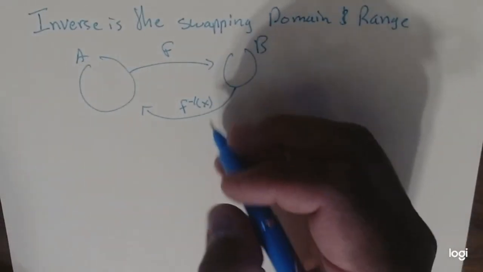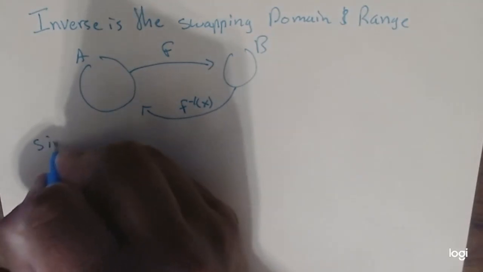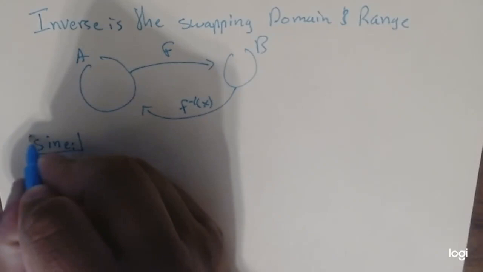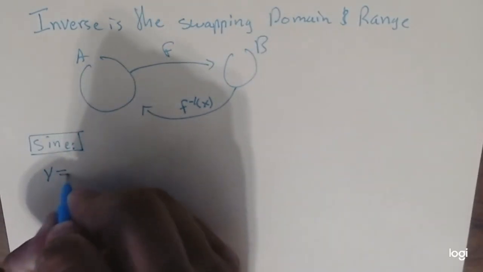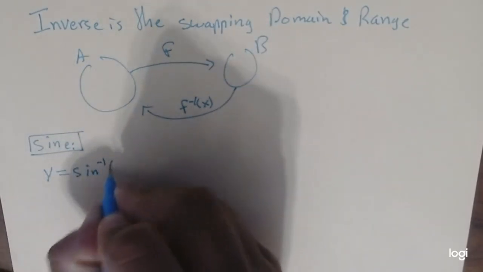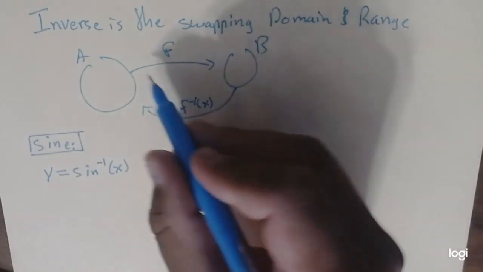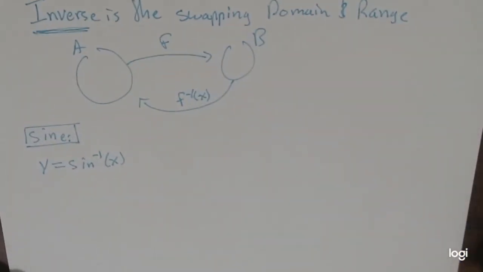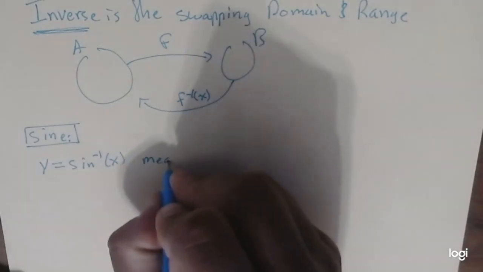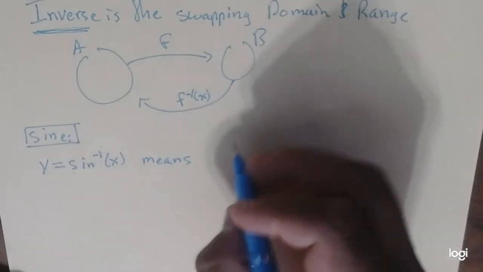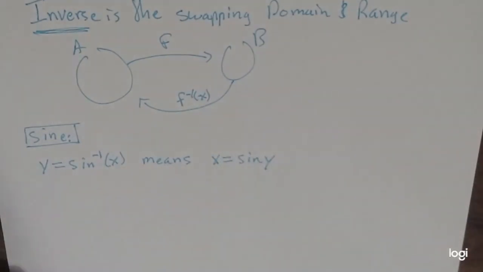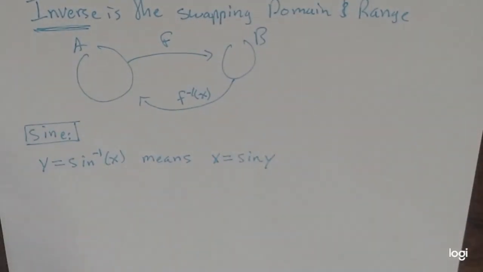Okay, so first we talk about sine. When it comes to sine, we have y equals sine inverse. So this is not a negative 1 power, right? It's just defined to be the inverse of it. So sine inverse means, if I swap places, x equals sine of y. That's how we're going to define our inverse functions like that.